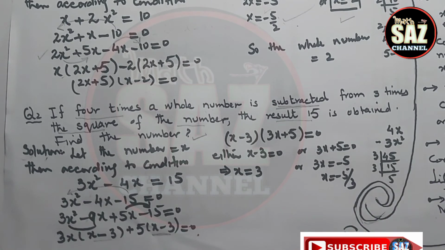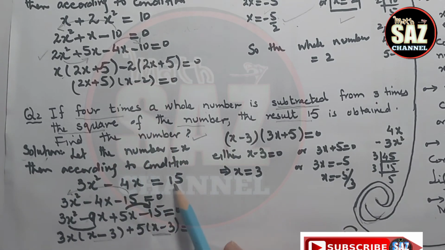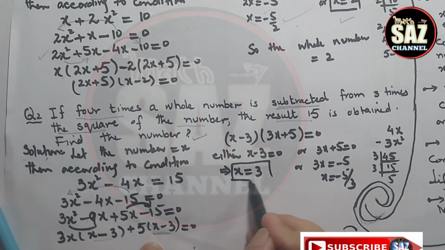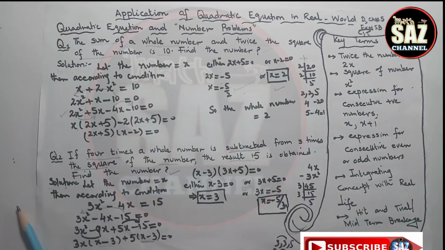Now read the question again. The question says find the number, find the whole number. So this will be the accepted answer. We have to accept this answer, and we are not going to take this answer because minus 5 by 3 is not a whole number. I hope you are clear about these two questions.